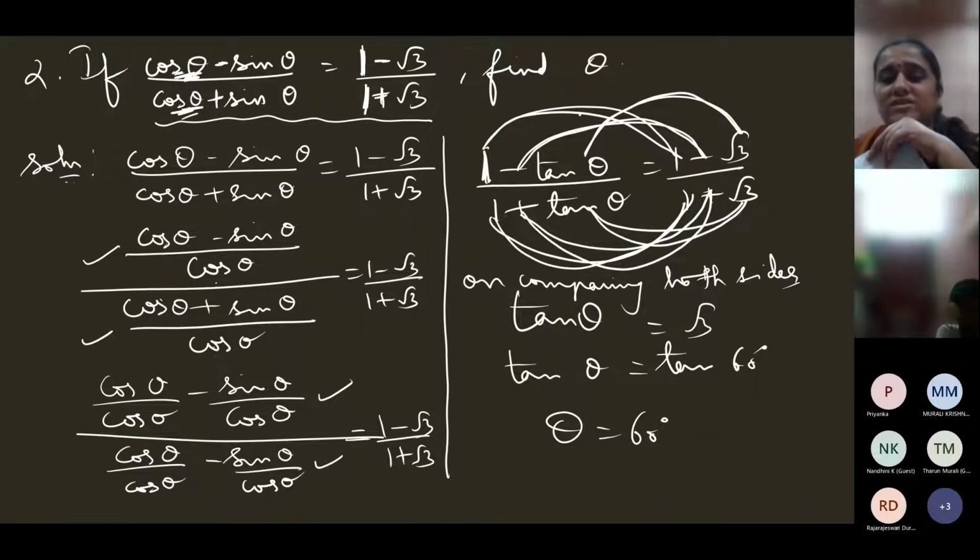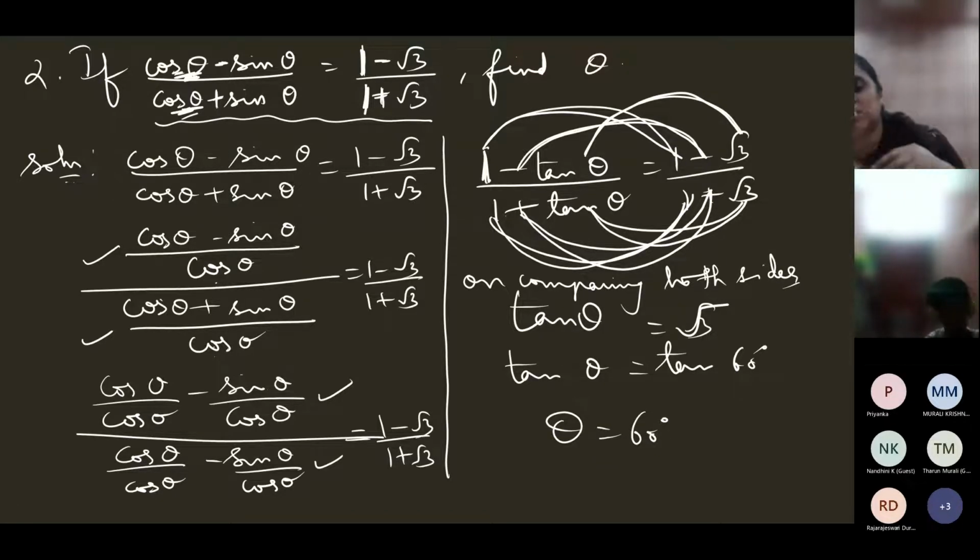Now on comparing both the sides, tan theta is equal to root 3. And when is it root 3 in the tan table? Tan 60 is root 3. So tan theta is tan 60, which means theta is equal to 60 degrees.